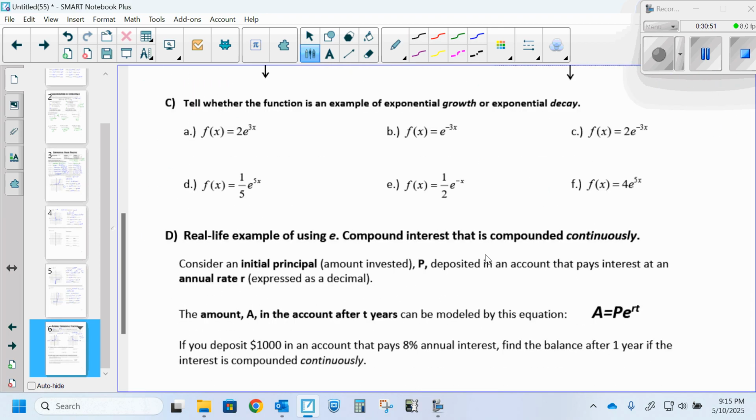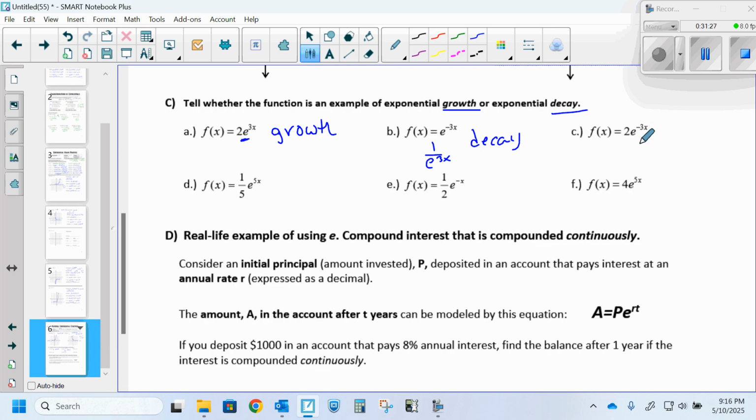So this is just you looking at this again and telling whether it is an example of exponential growth or decay. Remember, e is 2.72. We don't care about the number out in front. This is the same thing we did at the very first page of this packet. e to the 3x is growth. e to the negative 3x, drop that to the bottom, that becomes a positive, and so that is decay. That's like that letter C on the first page that we talked about earlier in this video.